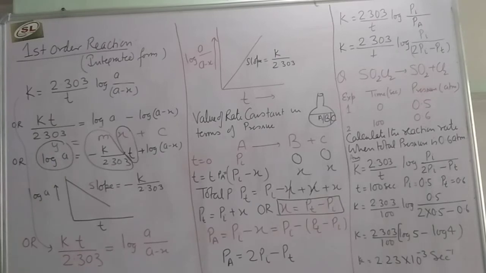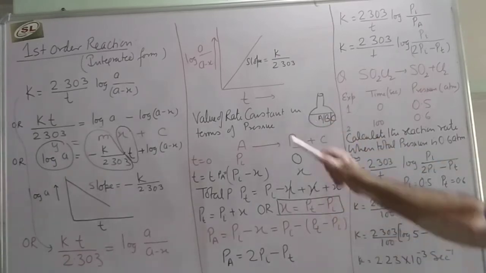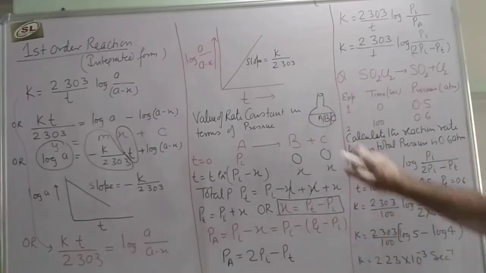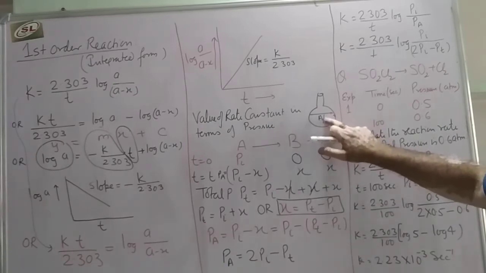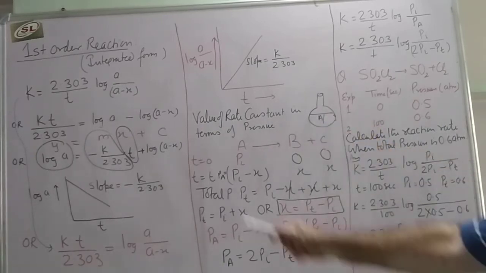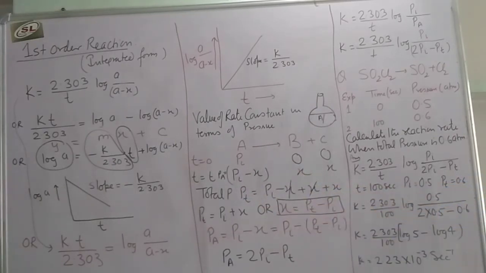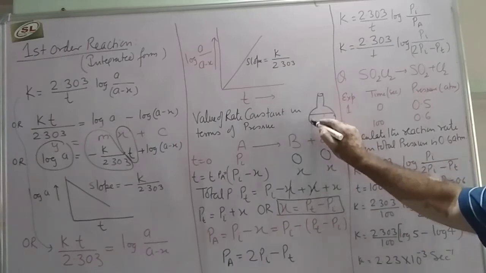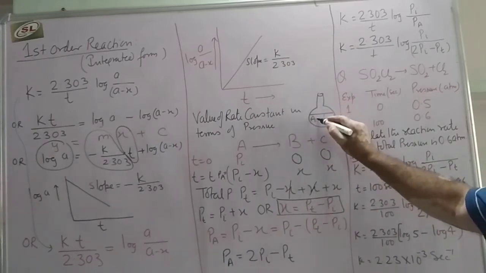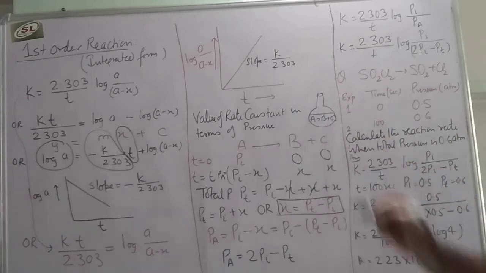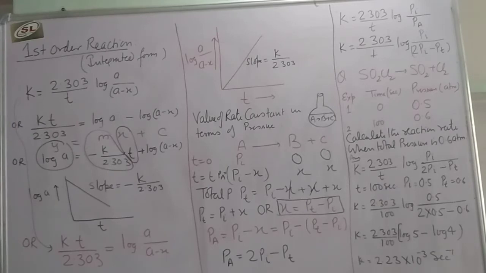One more way by which we can find the rate constant is in terms of pressure. Suppose initially A was the reactant. At time 0, A had the initial pressure Pi. As the reaction starts, the products B and C will also form. That means products B and C will also create some pressure along with A.